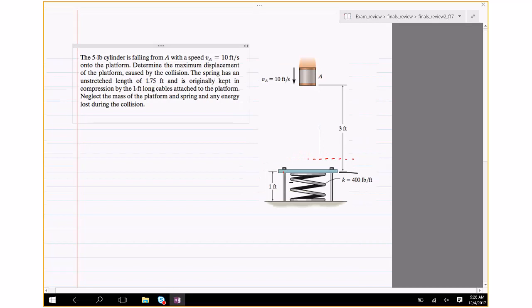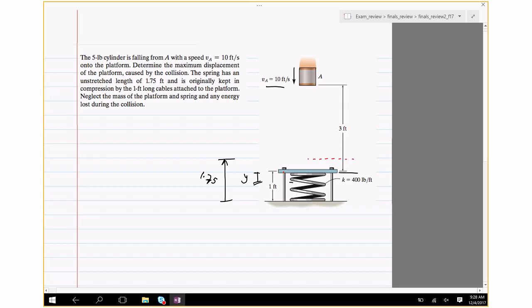The 5-pound cylinder is falling from A with a speed of 10 feet per second onto the platform. Determine the maximum displacement, let's call it Y, caused by the collision. The spring has an unstretched length of 1.75 feet, and it's originally kept in compression by a one-foot-long cable attached to the platform. Neglect the mass of the platform and spring and any energy lost during collision.